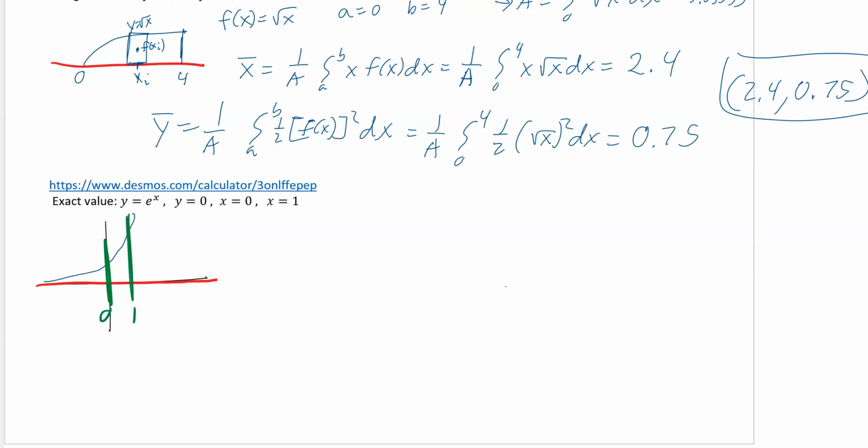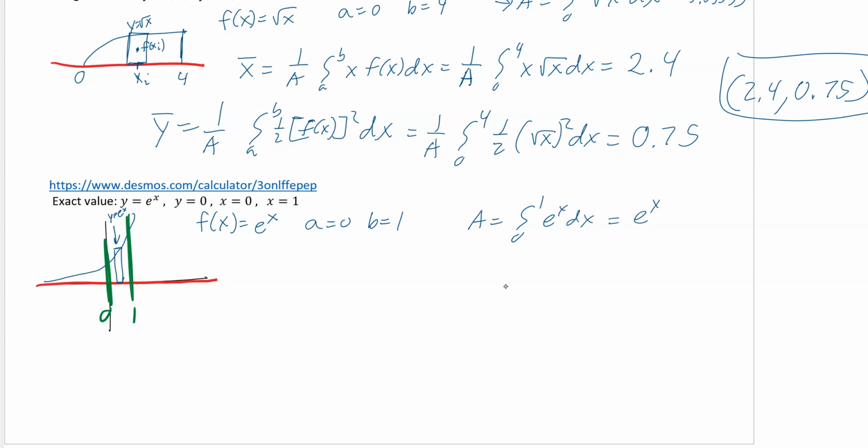So now that we have our graph, if we draw our rectangle in the middle, right there, you can see that our f of x is the y equals e to the x. So our f of x here is e to the x. Our a is 0, and our b is 1. So again, we've got to find our area first. So from 0 to 1, e to the x dx.